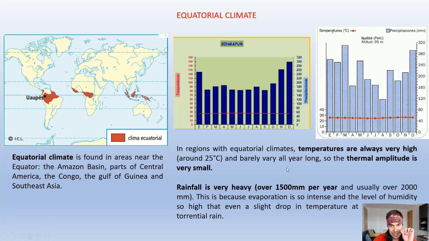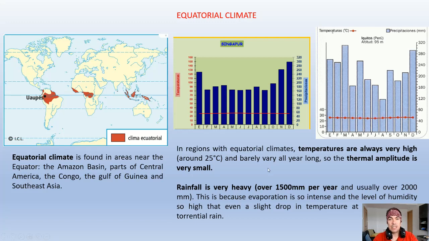So they vary just a little bit. The thermal amplitude therefore is very small. It is usually less than 5 degrees. Remember that the thermal amplitude is the difference between the highest and the lowest temperature that is registered in a year. And then talking about precipitation, we can see that rainfall is very heavy.